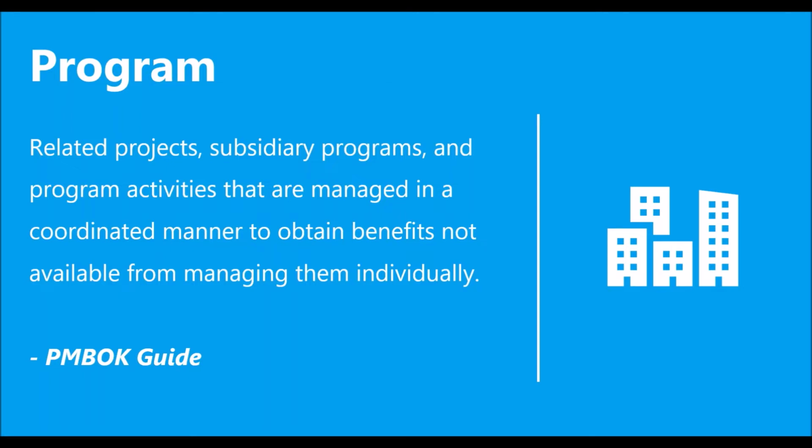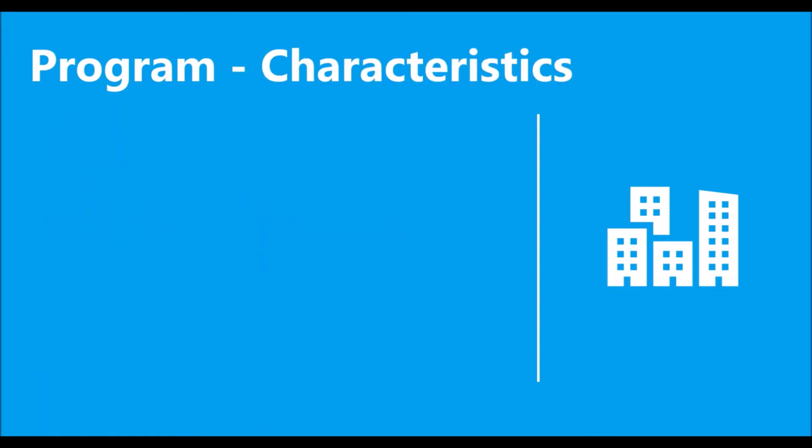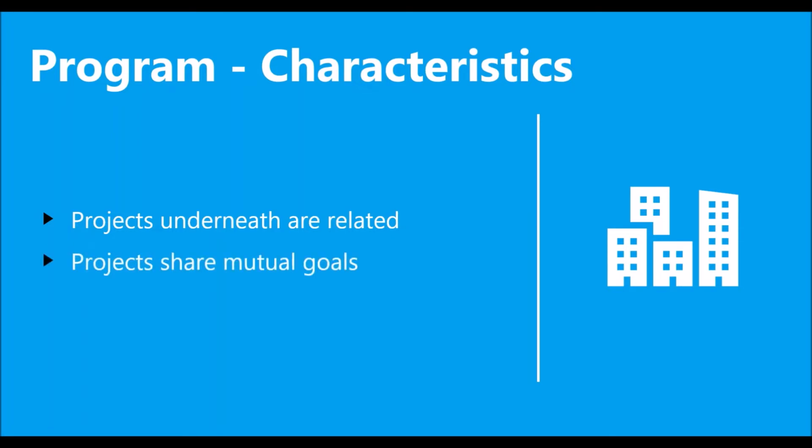Let us look at the characteristics of a program. The projects underneath are related. That's how they are called a program. Projects share mutual goals. The reason they are related is because together they are trying to achieve a shared goal or a mutual goal. So this is a program for you.